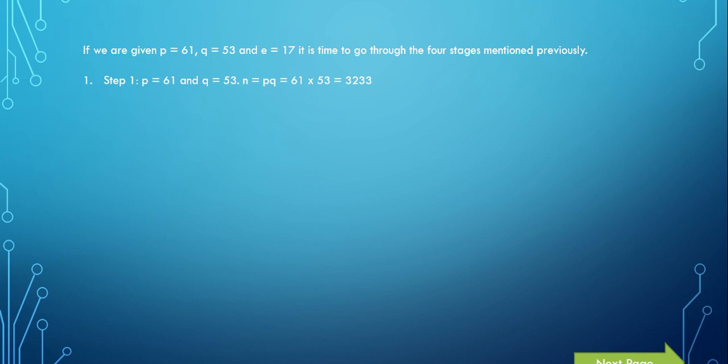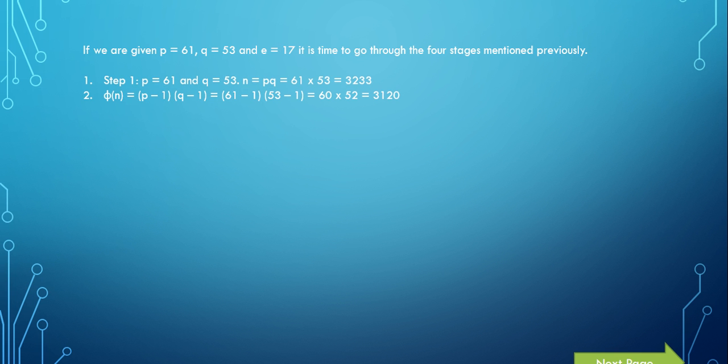So now we figured out N, we go on to the totient function, which is (P minus 1) times (Q minus 1). So that's basically 61 minus 1 times 53 minus 1. So that's 60 times 52. And once again, if you wish to use a calculator, this equals 3,120. So we have our Euler's totient function.